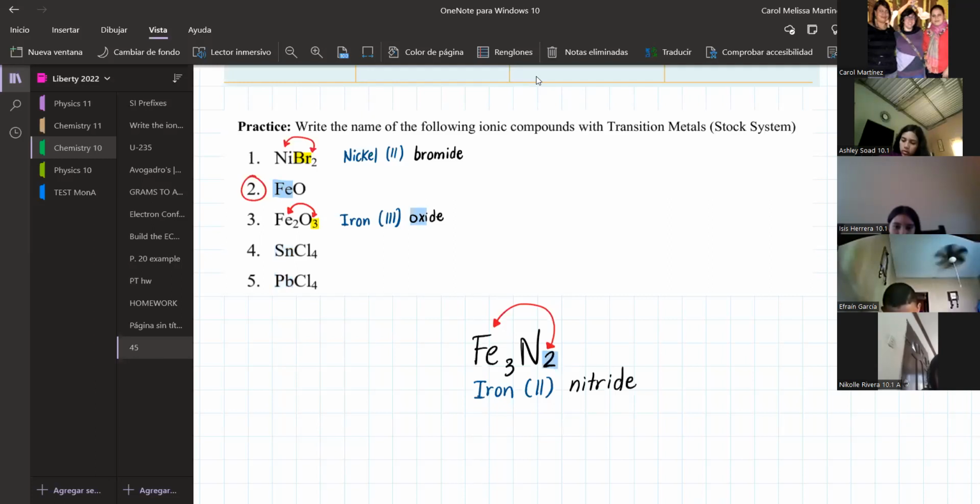Take a look at example 4. Is tin a transition metal with multiple charges? Yes or no?